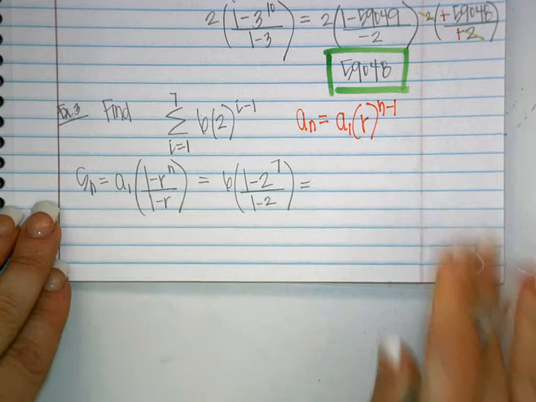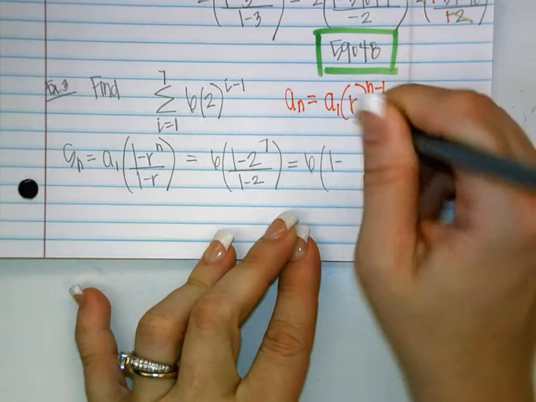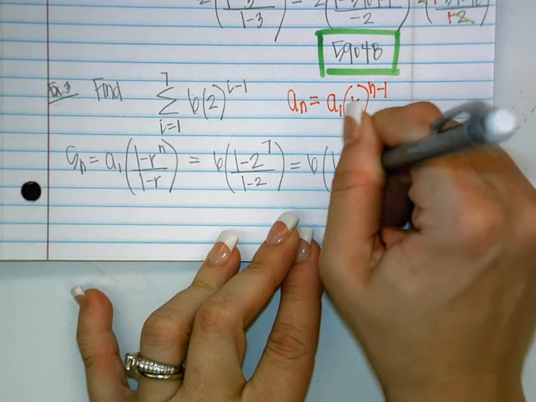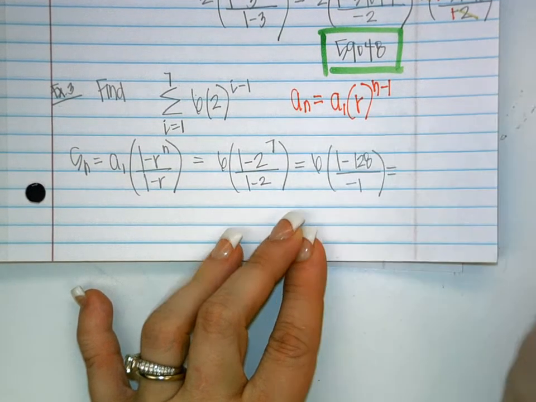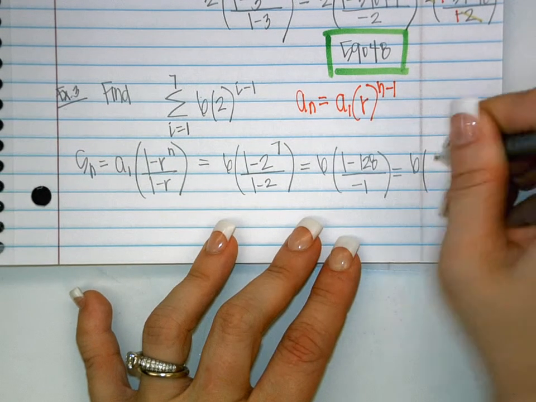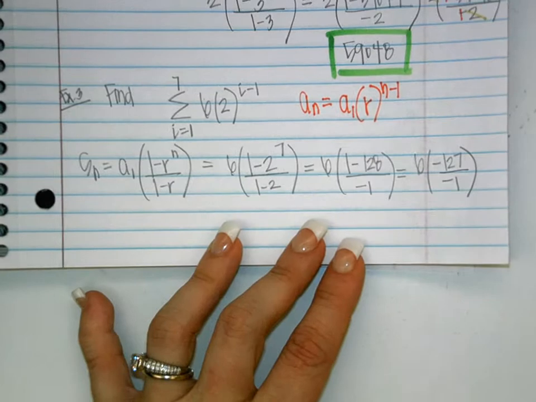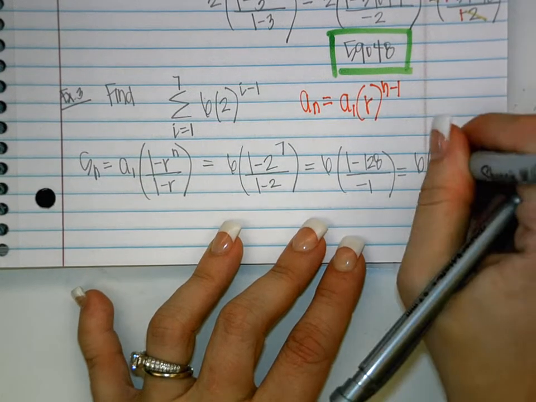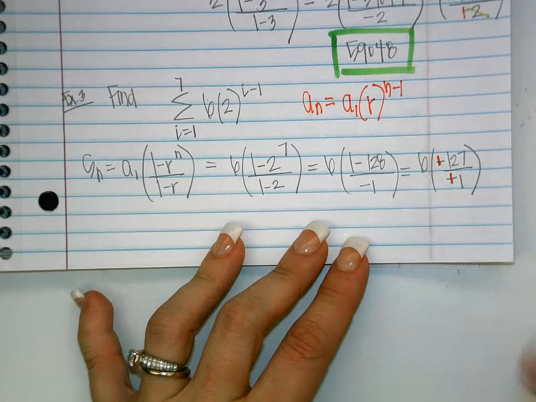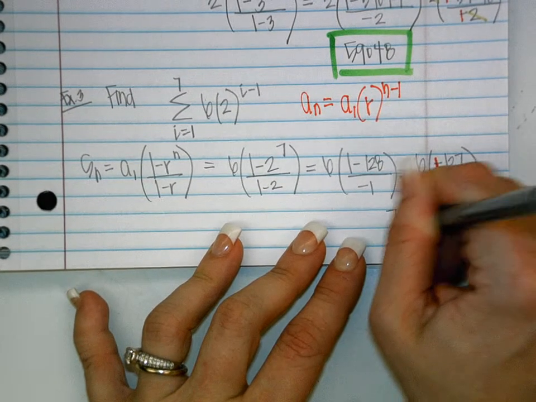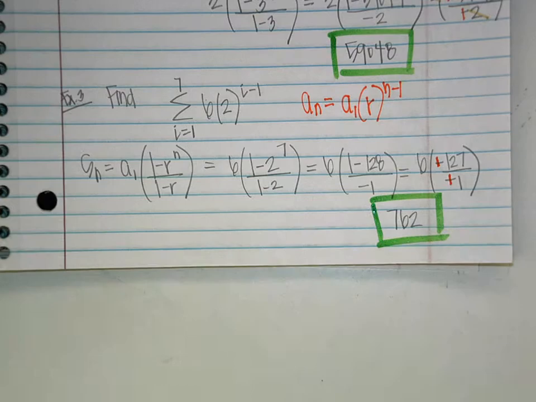So this would give you 6 times 1 minus 2 to the 7th power, which is 128. Over 1 minus 2 is negative 1. You can simplify that: 6 times negative 127 over negative 1. Negatives will cancel each other out. On your calculator, you now just need to do 6 times 127, which gives you an answer of 762. That is your answer. Questions on how I did that?